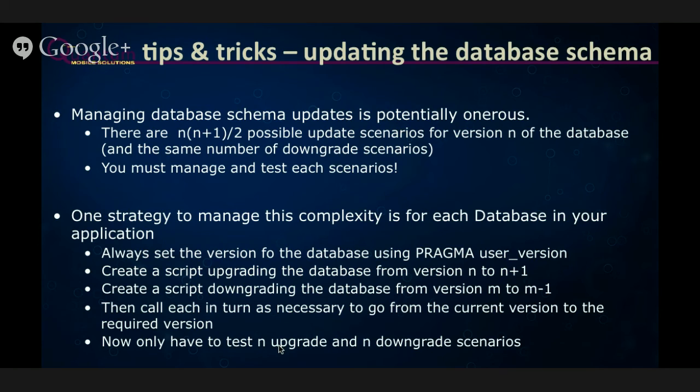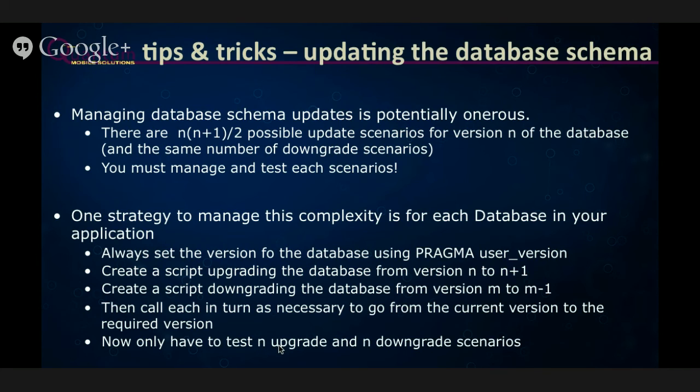For upgrading it from version n to n plus 1. So from version 1 to 2, from version 2 to 3, from 3 to 4, and so on and so forth. And those are the only scripts you need to actually write. And then do the downgrade as well if you're going to support downgrading. And you're going to test those, but now you're only testing each one.